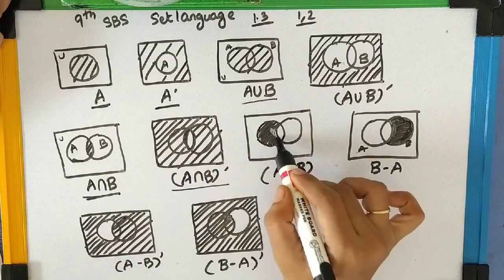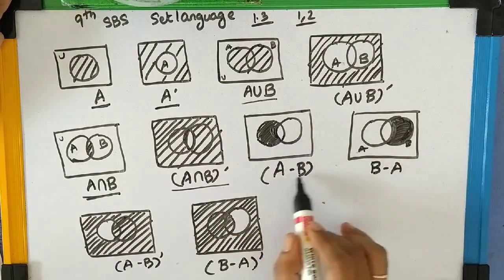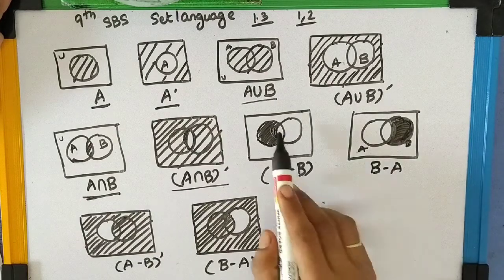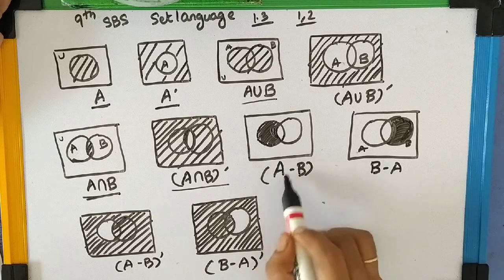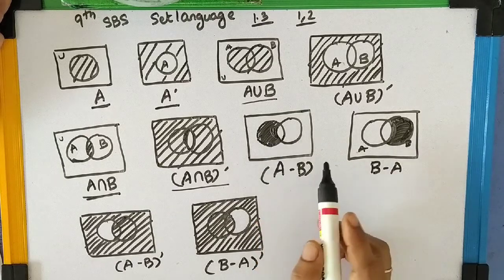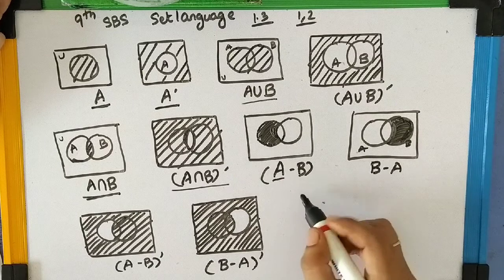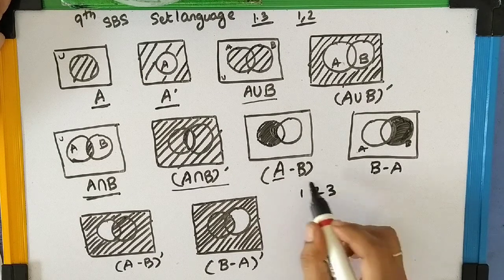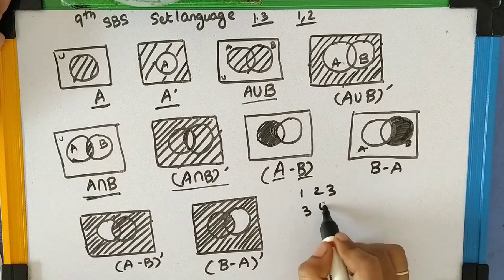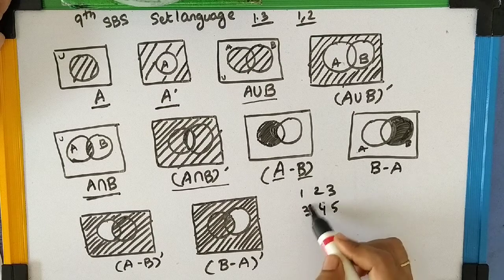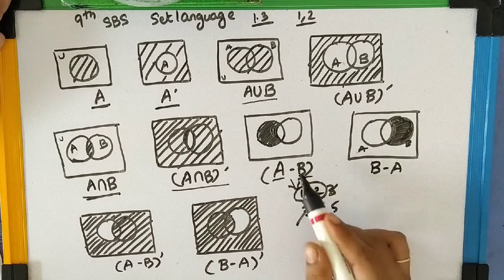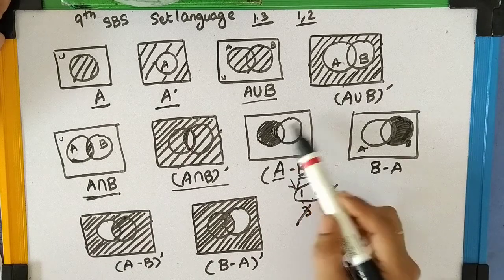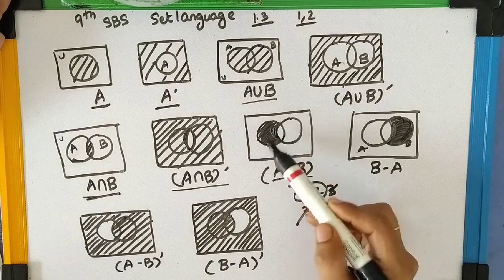Now what is A difference B? Here we have to take the first set, that is A, and remove the common elements between the two sets and leave the second set completely. For example, if A is 1, 2, 3 and B is 3, 4 and 5, what is the common element? 3. Leave the entire second set and write only 1 and 2. That is A difference B.